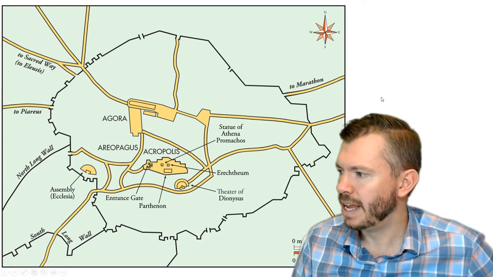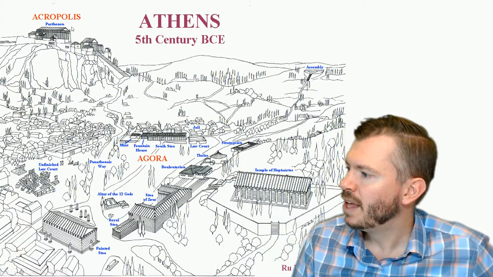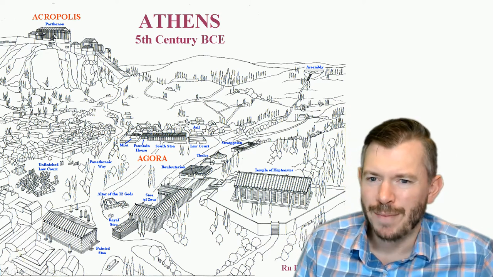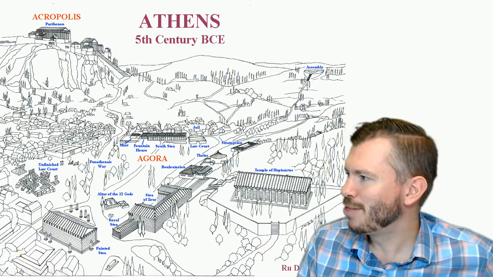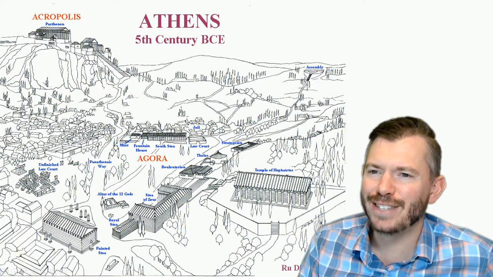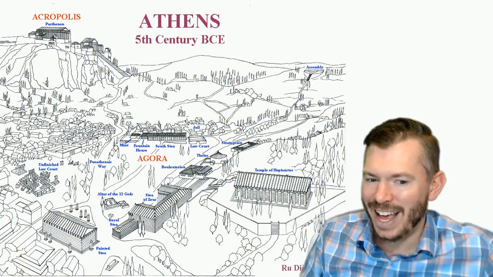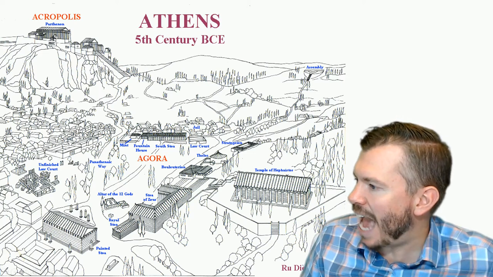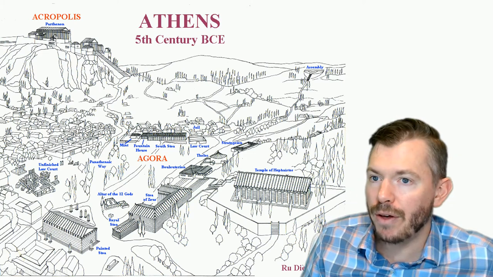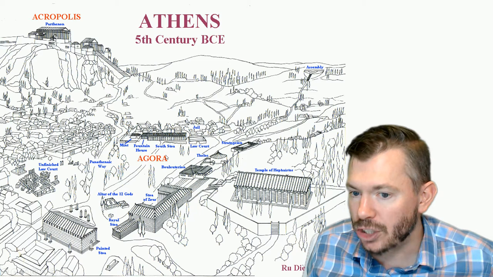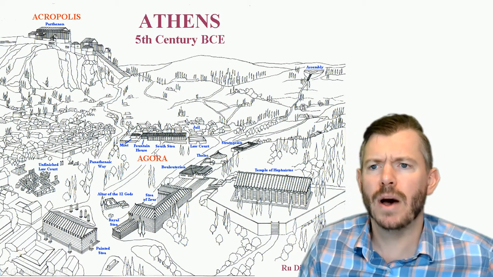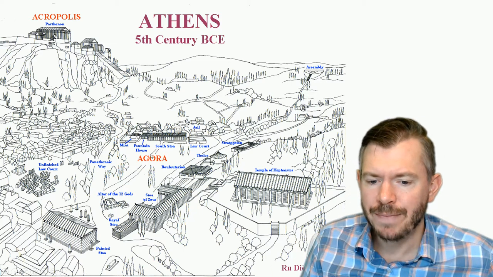So let's zoom in on the Acropolis itself. This gives us a different look. Maybe not the most beautiful drawing, but it gives you a good sense of how to look at this from a skewed 3D view. We can see the Agora down below, where the marketplace would have been, where people would have been trading. Later on, it becomes a political center in the city.